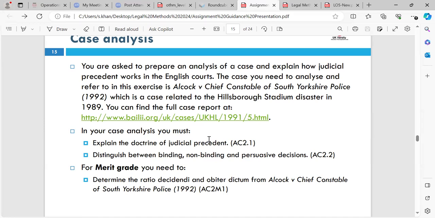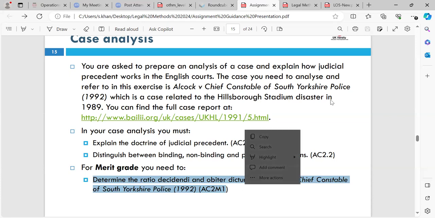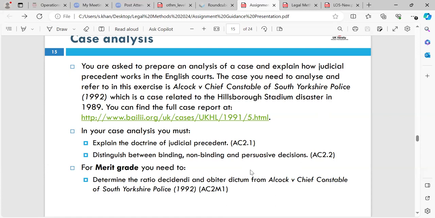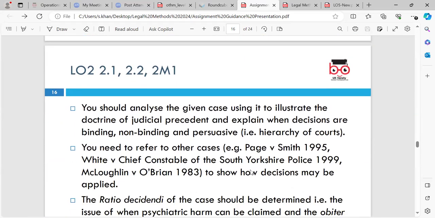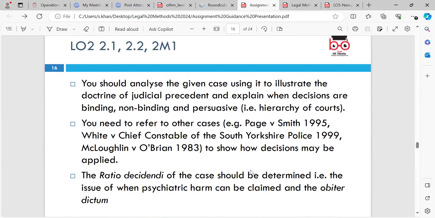In your case, you must explain the doctrine of judicial precedent, AC 2.1. You must distinguish between binding, non-binding and persuasive decisions, AC 2.2. And to gain a merit, you must determine the ratio decidendi and obiter dicta in the Alcock against Chief Constable 1992 case. Learning outcome 2: 2.1, 2.2 and 2M1.